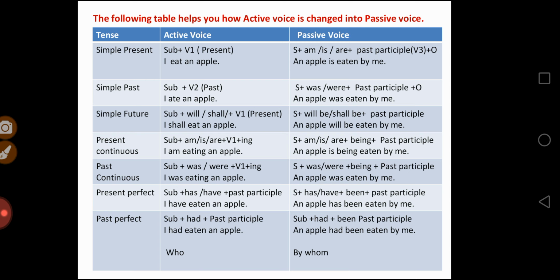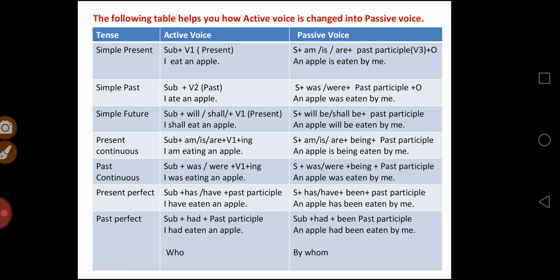Present continuous. Structure is subject plus am or is or are plus V1 plus ing, that means present participle. Example, I am eating an apple. In passive, subject plus am or is or are plus being plus past participle. And example is: an apple is being eaten by me.